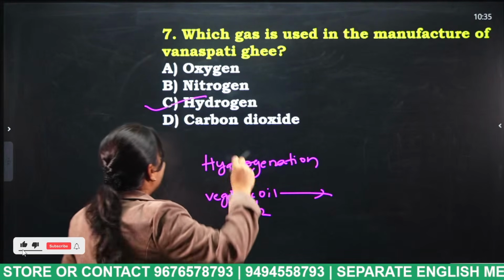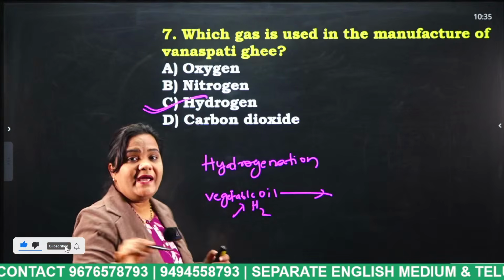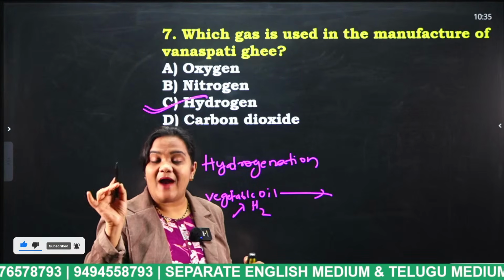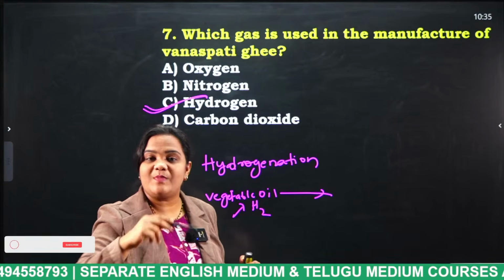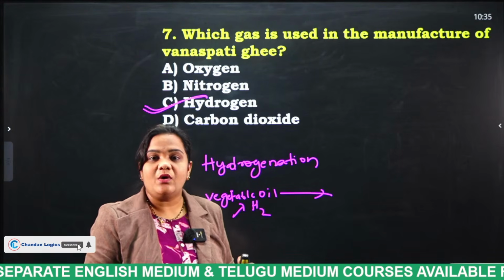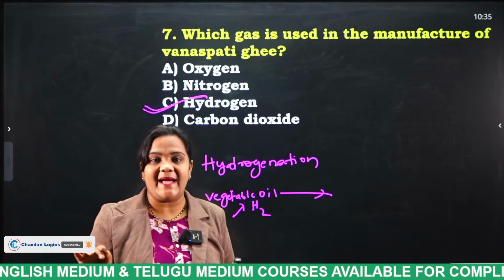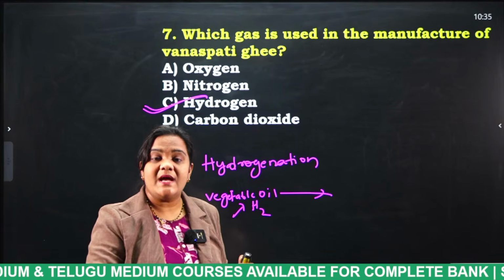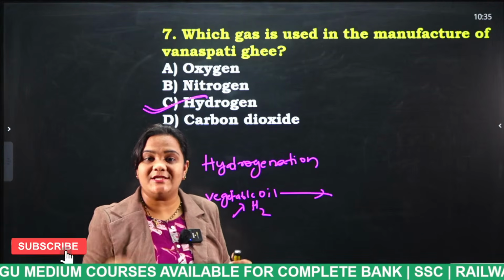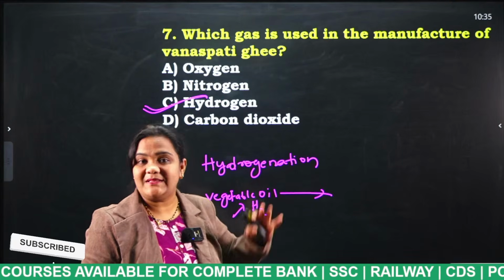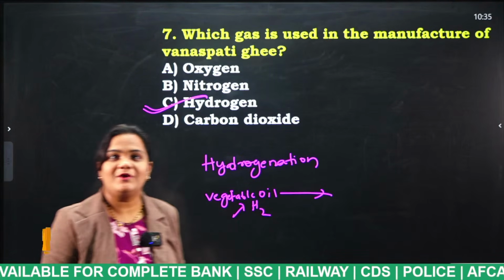Okay, done. What might be the answer, students? Hydrogen. If we pass oxygen gas to the vegetable oil, it is going to become rancid. If we pass hydrogen gas, and that process is known as hydrogenation, what are we getting? Vanaspati ghee.